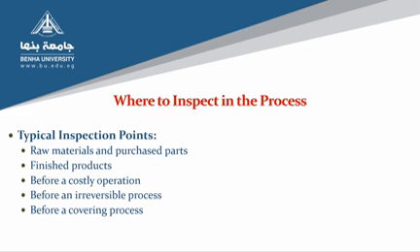Where to inspect in the process. Many operations have numerous possible inspection points. Because each inspection adds to the cost of the product or service, it's important to restrict inspection efforts to the points where they can do the most good. In manufacturing, some of the typical inspection points are: first, raw materials and purchased parts. There is little sense in paying for goods that don't meet quality standards and in expending time and effort on material that is bad to begin with.